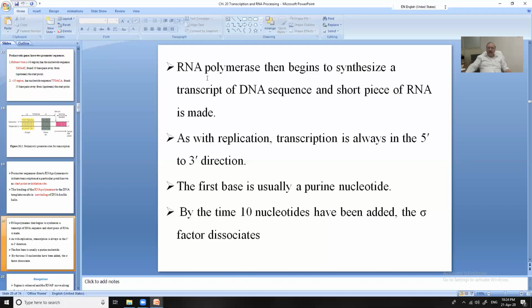So I repeated, RNA polymerase then begins to synthesize a transcript of DNA sequence and a short piece of RNA is made. As with replication, transcription is always in the 5' to 3' direction. The first base is usually a purine nucleotide, and by the time these 10 nucleotides are added in the RNA, the sigma factor dissociates from the RNA polymerase.